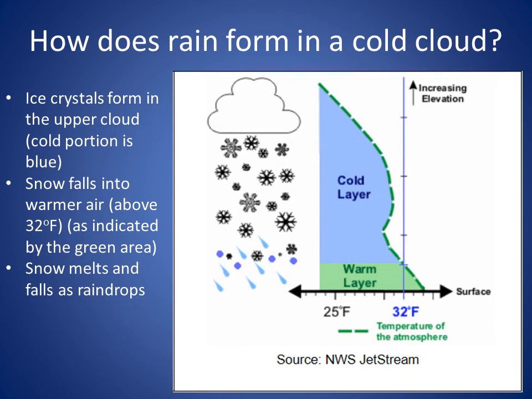So how does rain form in a cold cloud? Ice crystals form in the upper cloud. This cold portion of the cloud is indicated by the blue shading. You can see the ice crystals on the left side of the diagram in the upper cloud. As snow falls into the warmer air, temperatures above 32 degrees Fahrenheit, as indicated by the green area, it eventually melts and falls as raindrops at the surface.